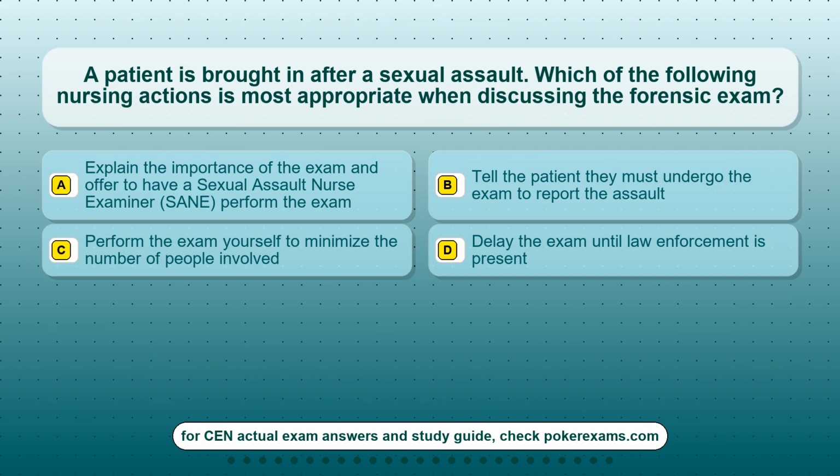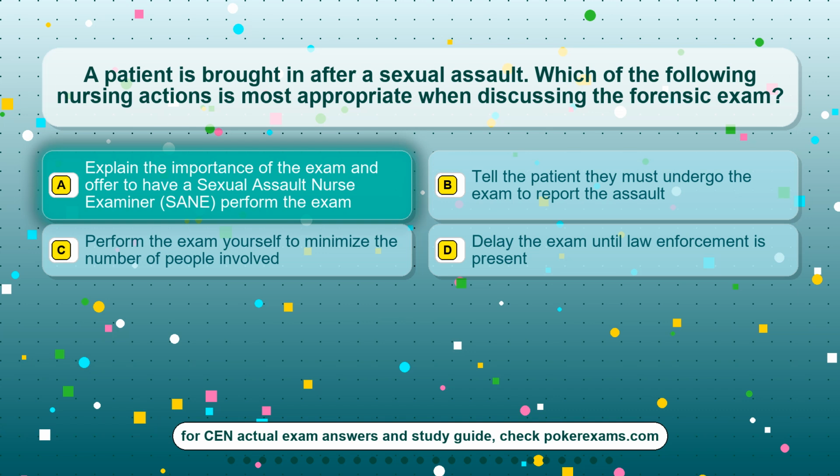Question 21. A patient is brought in after a sexual assault. Which of the following nursing actions is most appropriate when discussing the forensic exam? Option A, explain the importance of the exam and offer to have a sexual assault nurse examiner, SANE, perform the exam. Option B, tell the patient they must undergo the exam to report the assault. Option C, perform the exam yourself to minimize the number of people involved. Option D, delay the exam until law enforcement is present.